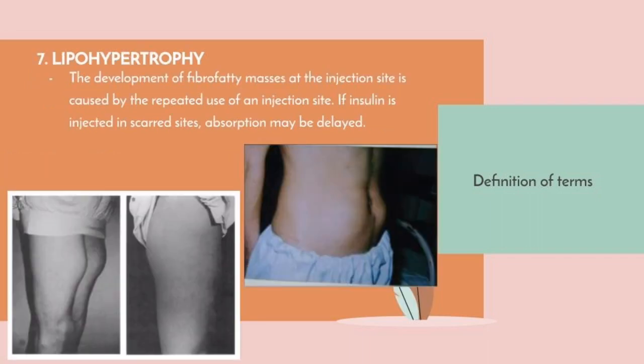And lastly, the next type of lipodystrophy is lipohypertrophy. This is the development of fibrous fatty masses at the injection site, which is caused by the repeated use of an injection site. If insulin is injected in these sites, absorption may be delayed. This is an abnormal accumulation of fat underneath the surface of the skin. It is most commonly seen in people who receive multiple injections a day.